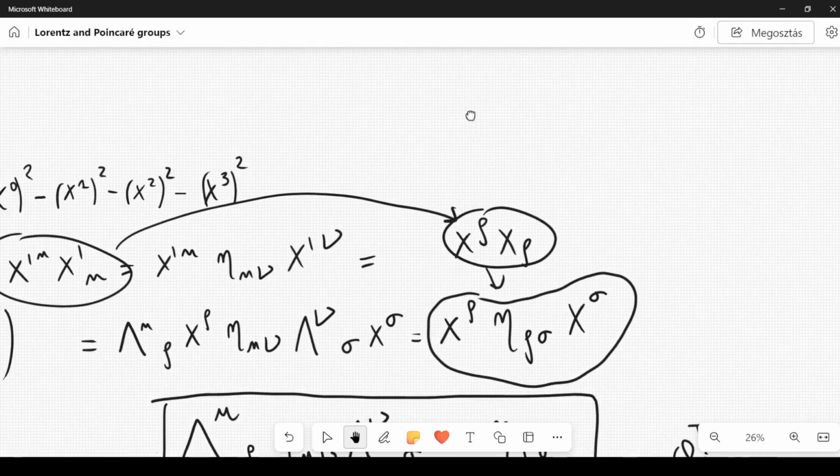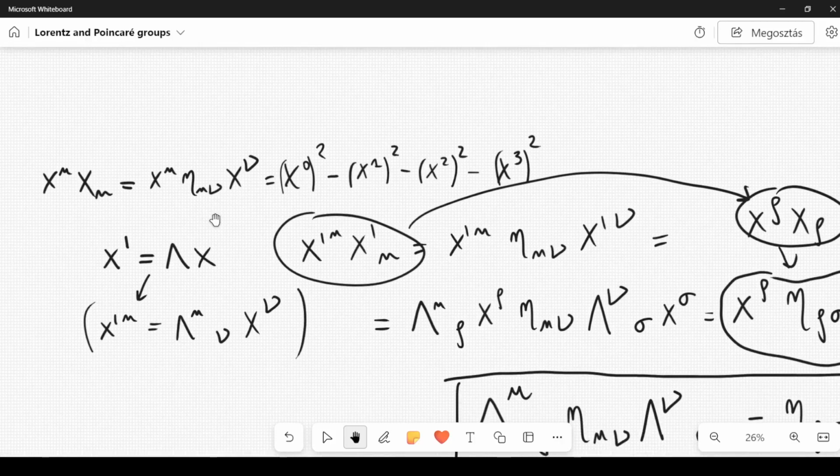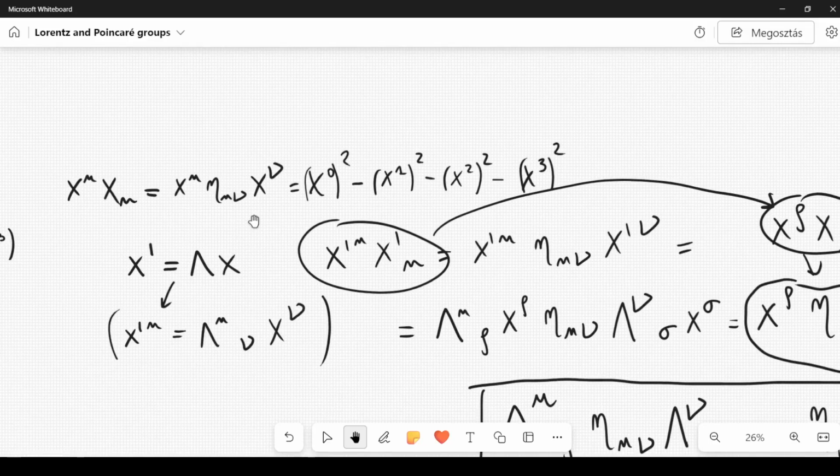In particular, these transformations give you the ways in which the invariant quantity indeed remains invariant. So it gives us the symmetries of the Lorentz group, because this quantity here remains invariant under such a transformation.